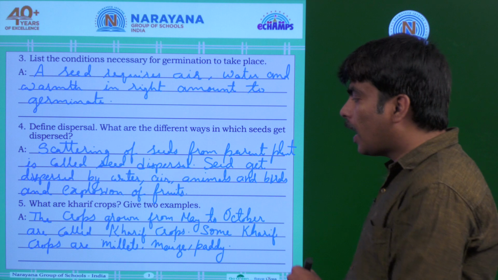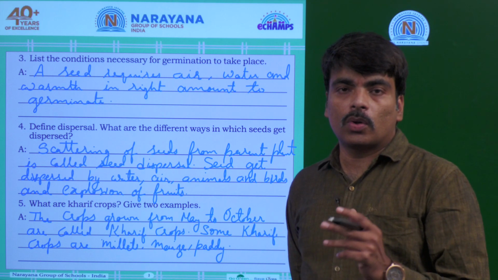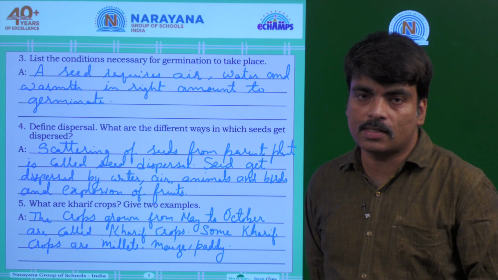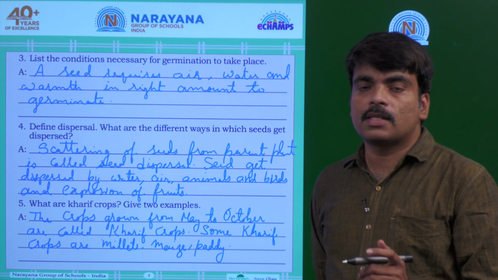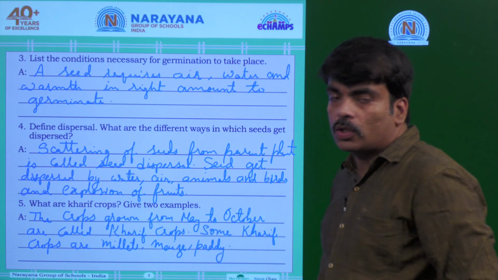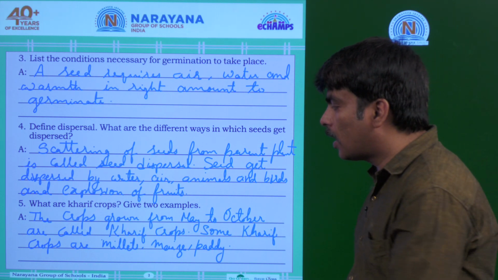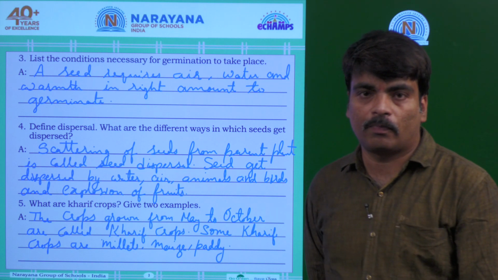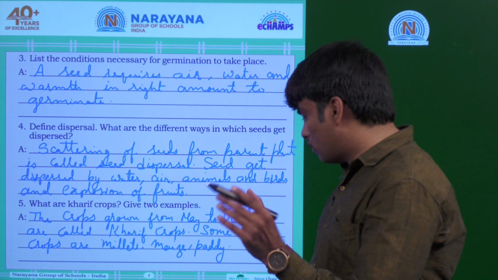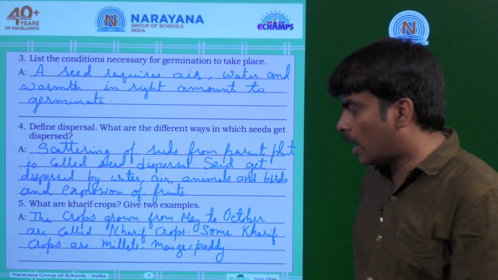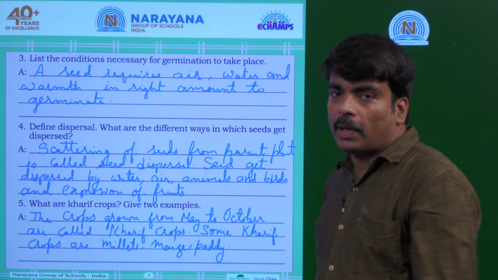So in India, agricultural seasons are divided into two seasons. What are they? One is the Kharif season and the other is the Rabi season. Kharif season is from May to October, and the crops grown during this season are called Kharif crops. The best-known Kharif crops are millets, maize and paddy.